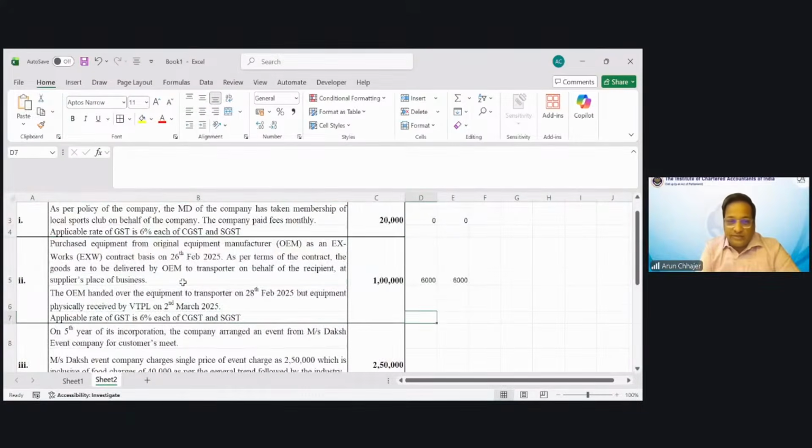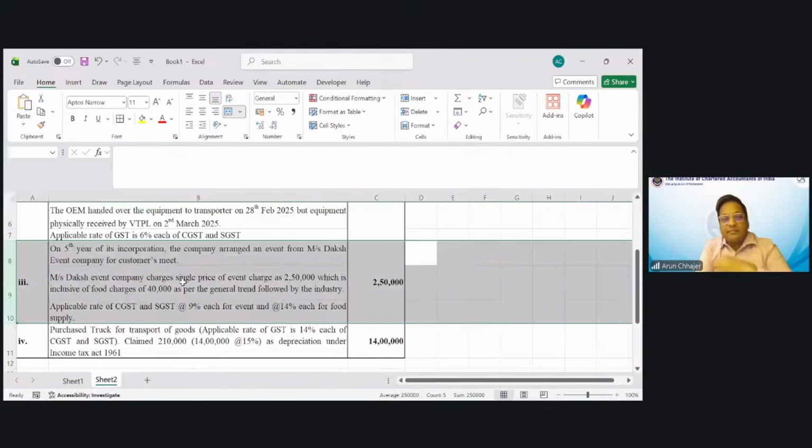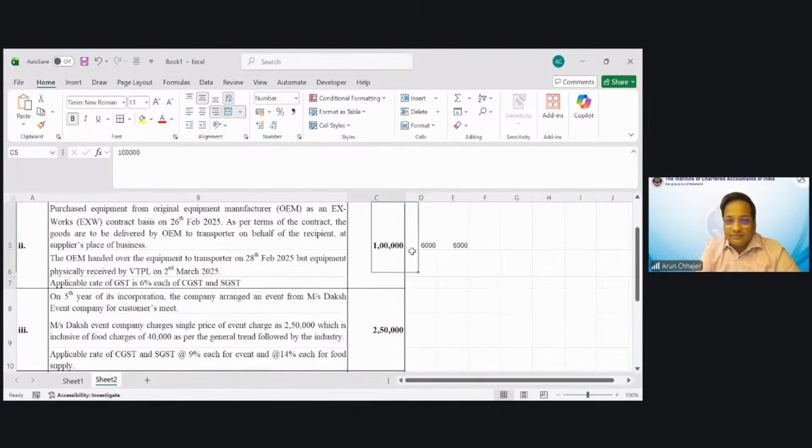So I have calculated. How much amount of that ITC will come in the third item? Quickly tell and calculate.